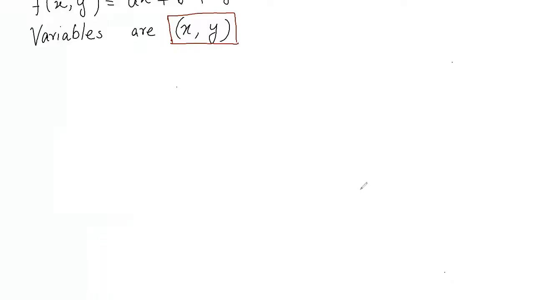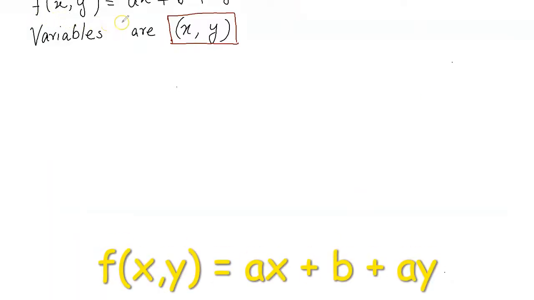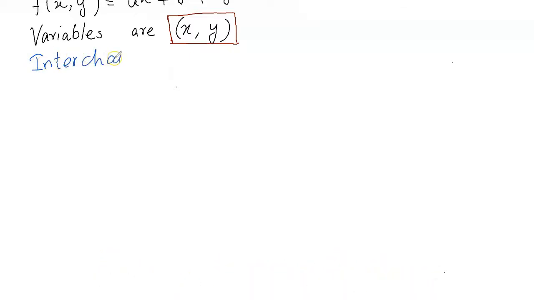So if you see this example, f of x, y is equal to ax plus b plus ay. So this is the input and this is the output. Okay, and here the variables are x and y, the coefficients are a and a also here, and b is a constant. Okay, so now we will interchange the variables. So we will write here, interchange the variables.